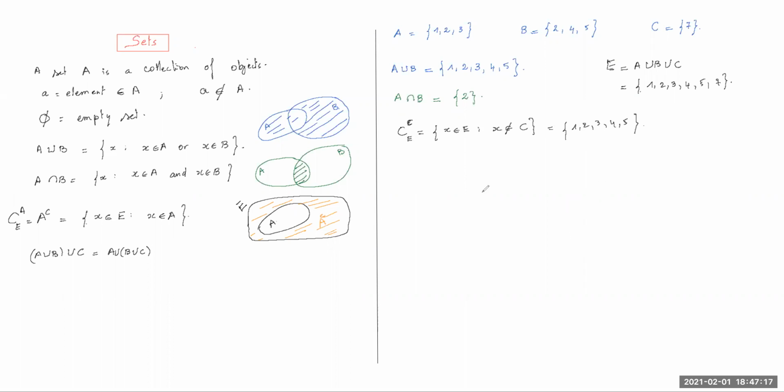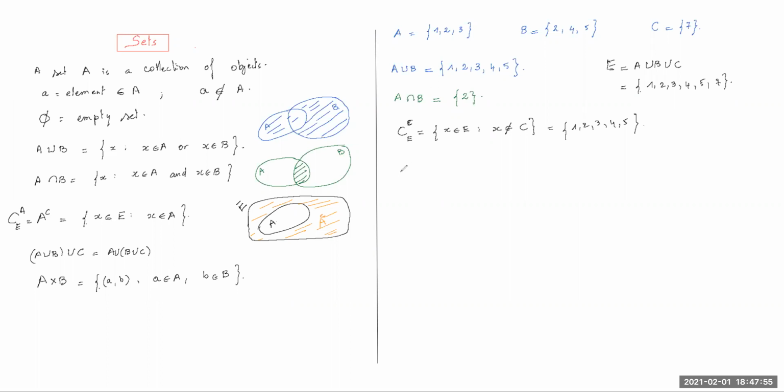Another important set. What about A product B? This set is formed by couples, pairs of elements (a, b), where a is in the set capital A, and the element b is in the set capital B.